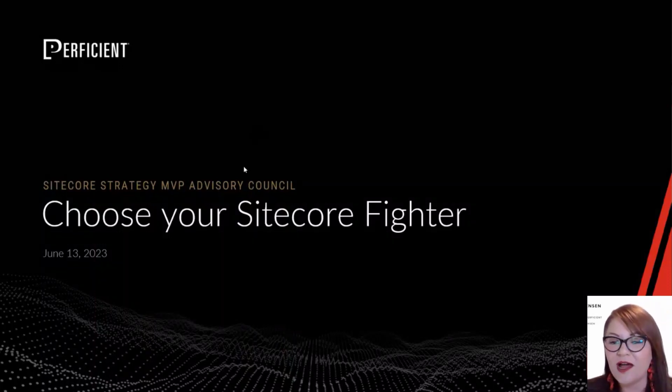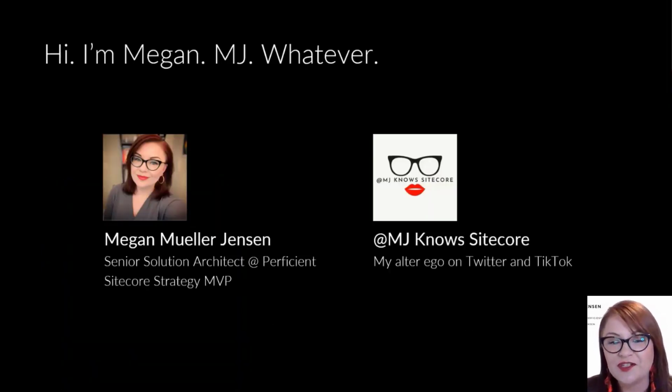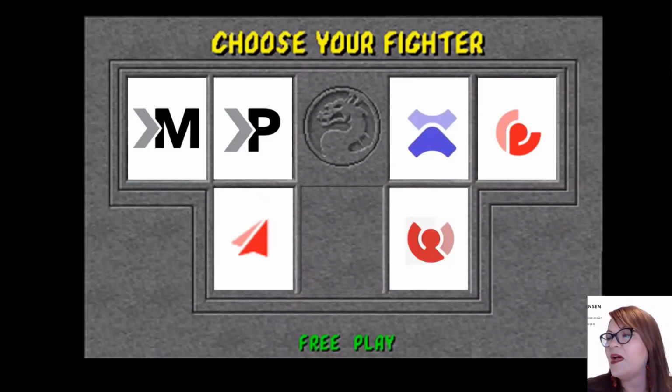Go for it. Awesome. So I am taking a completely different track than Cade. I'm going to make you pick your fighter. It's an entirely different way of looking at the tools that you choose. So my name is Megan Jensen. I'm a Sitecore Strategy MVP and a Senior Solution Architect at Perficient. You can maybe tell from my accent, I'm from Minnesota. A lot of people call me MJ because there are a lot of Megans in the world, and you can find me at MJ Knows Sitecore on TikTok and Twitter and various other places. So I've worked in marketing for a long, long time and Sitecore for about the last 6 years doing Sitecore Strategy. So nice to meet everyone.